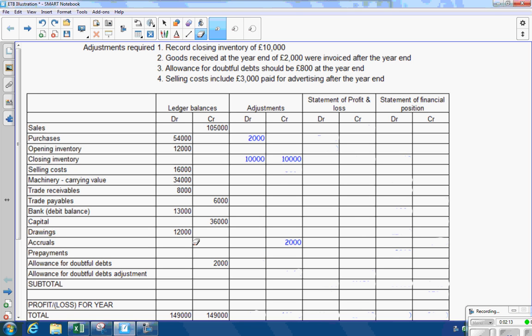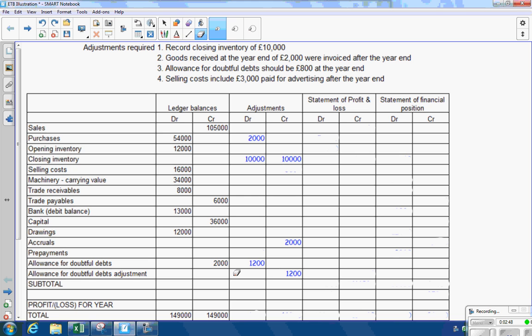My third adjustment is an allowance for doubtful debts. Now at the moment we have an allowance for doubtful debts of £2,000, but we're told that it should be £800 at the year end. So I need to debit my allowance for doubtful debts with £1,200. That'll take it down to £800. And the corresponding credit for that £1,200 will always go to the allowance for doubtful debts adjustment account. So there I've got £1,200 as well.